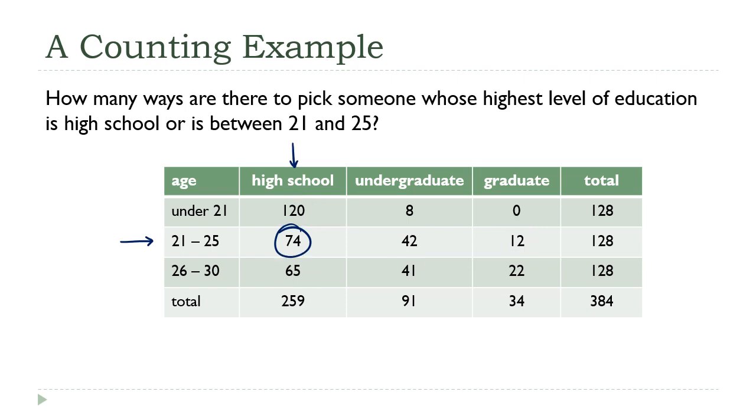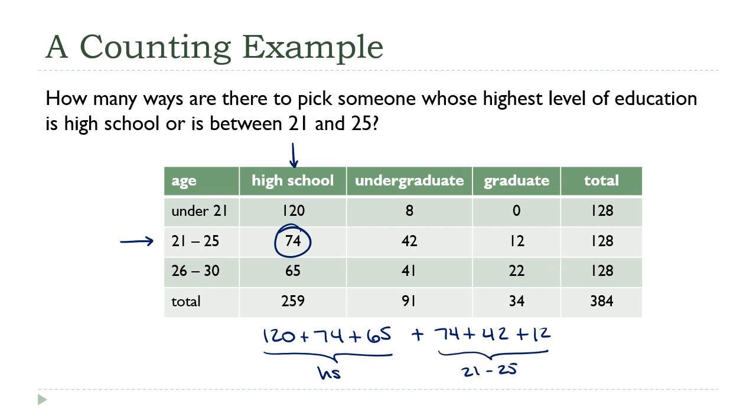That group right there. Okay, so what? I mean, how can we answer this question without necessarily going to the trouble of adding up all six of those subgroups? Well, let's look at what happens when we try to add the 259 and the 128. The 259 is 120 plus 74 plus 65, right? These are the high schoolers. And then what I did was I added the 74, 42, and 12. These are the people in the 21 to 25 age group. And you can see right here what the problem is. The people in that overlapping region got counted twice. They got counted once in each group.